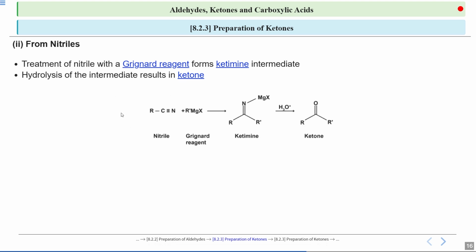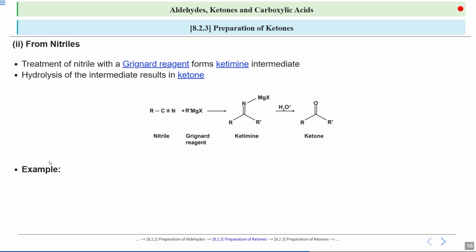Now look at this reaction. This is a nitrile, which is R-C≡N. When you treat this nitrile with a Grignard reagent, that is RMgX, you get an intermediate which is called a ketimine. So this is the intermediate, that is C=N, and on both sides there is an alkyl group, an R group. And when you hydrolyze it, this intermediate, the ketimine, yields the final product which is a ketone.